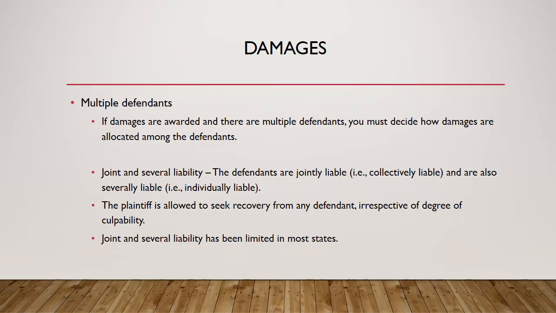So the last thing under damages to talk about is how you treat multiple defendants. If damages are awarded and there are multiple defendants, how do you decide how the damages are allocated among those defendants? Well, there's a doctrine known as joint and several liability, and this means that the defendants are jointly liable, they're all collectively liable, and they're also severally liable.